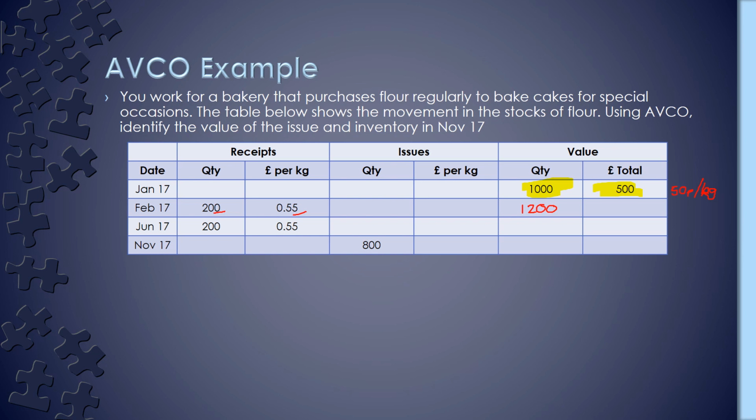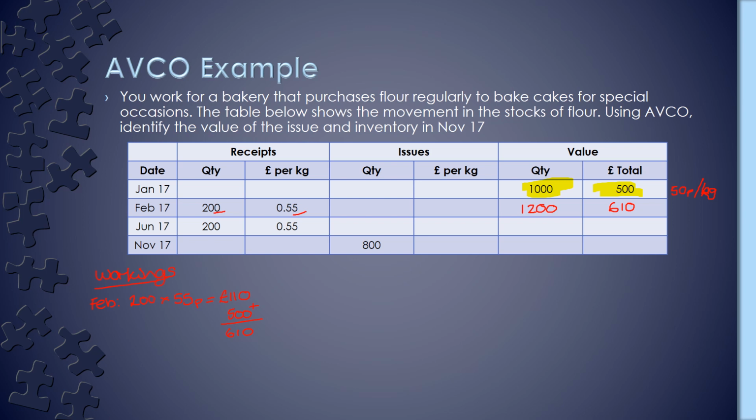So if I do my workings down here for you, so in Feb, it'll be 200 kilos times 55p, which is £110. So that value then gets added on to our opening value of £500, which gives us a total value then of £610.